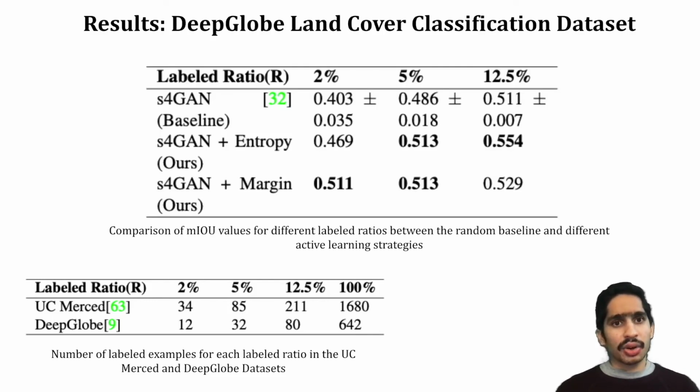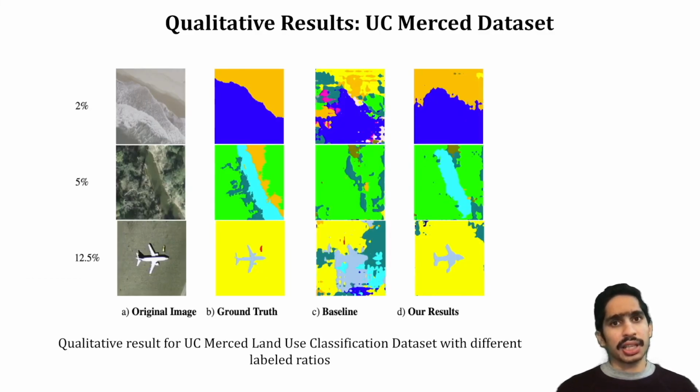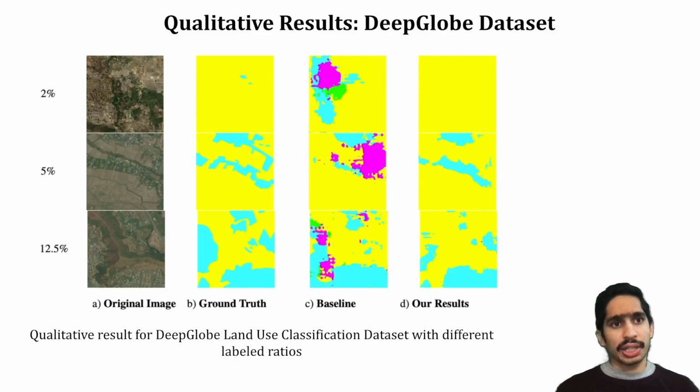These are our results on the DeepGlobe dataset. Similarly, here are some qualitative results and visualizations for the UC Merced land use classification dataset. And some more visualizations for the DeepGlobe dataset.